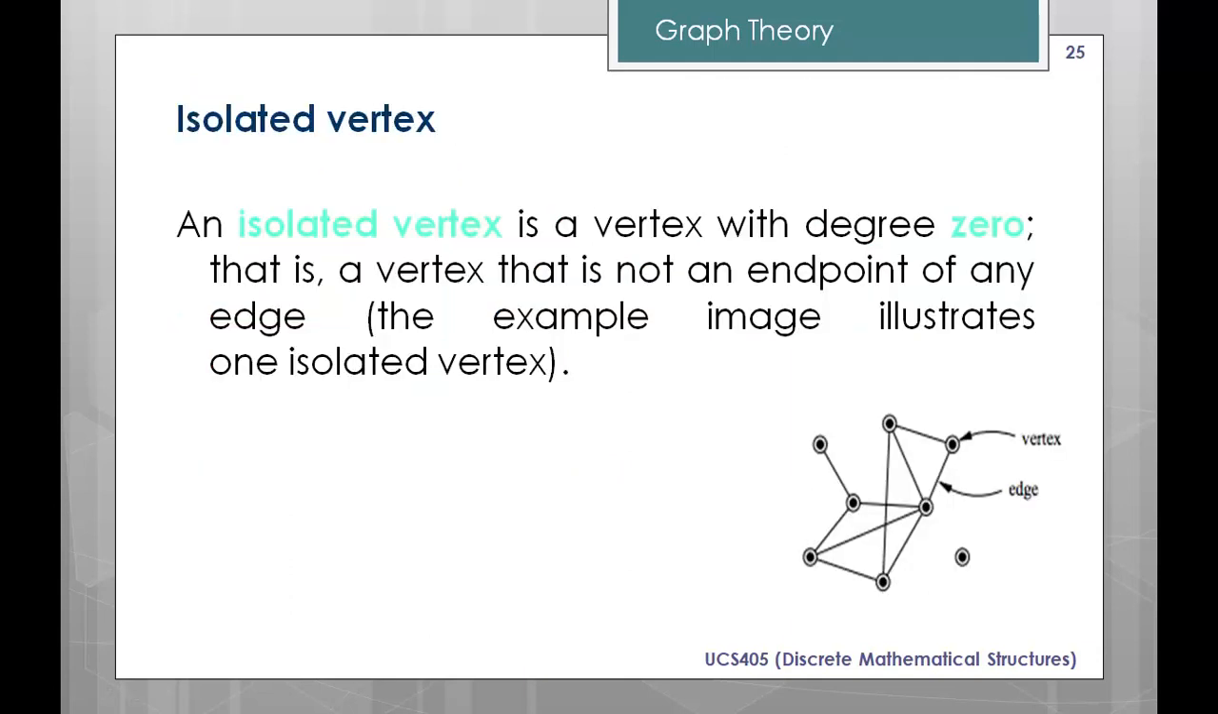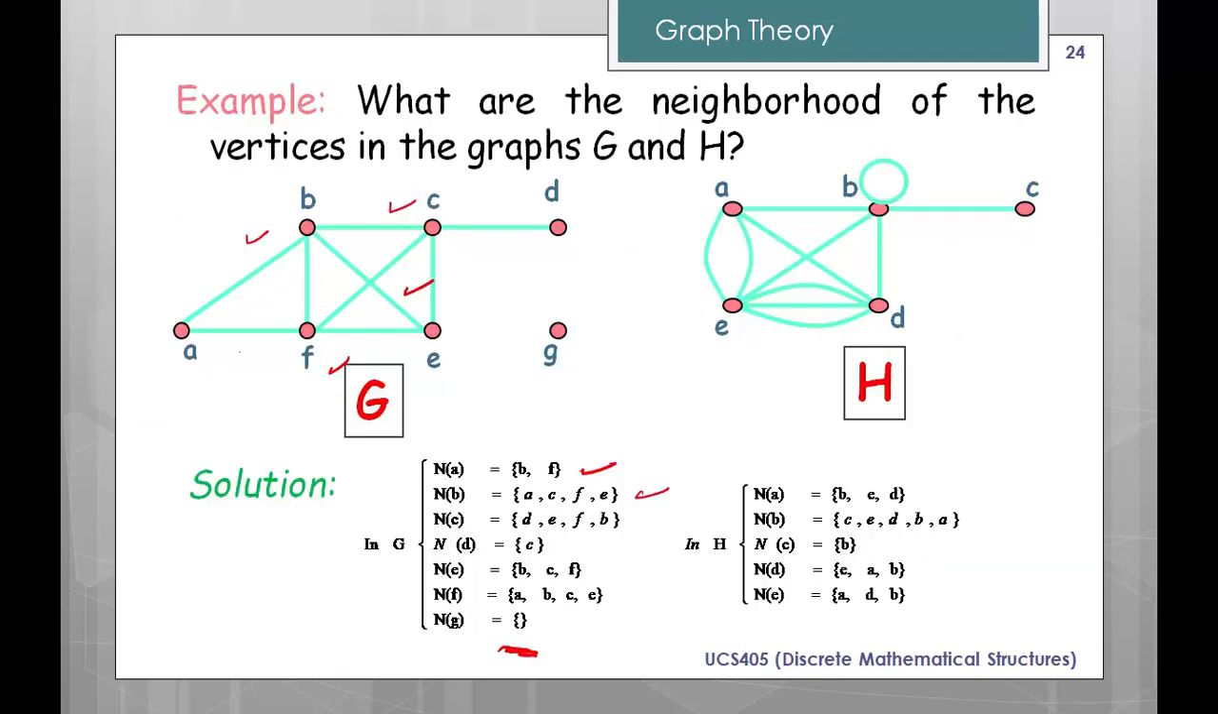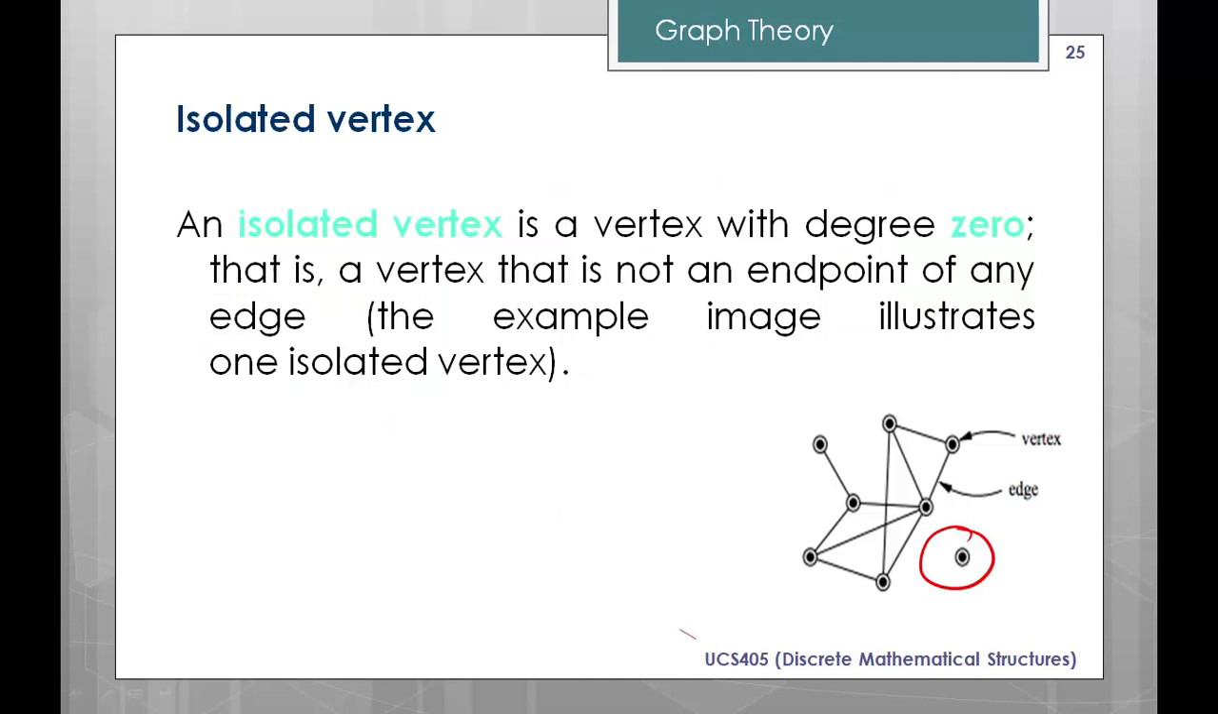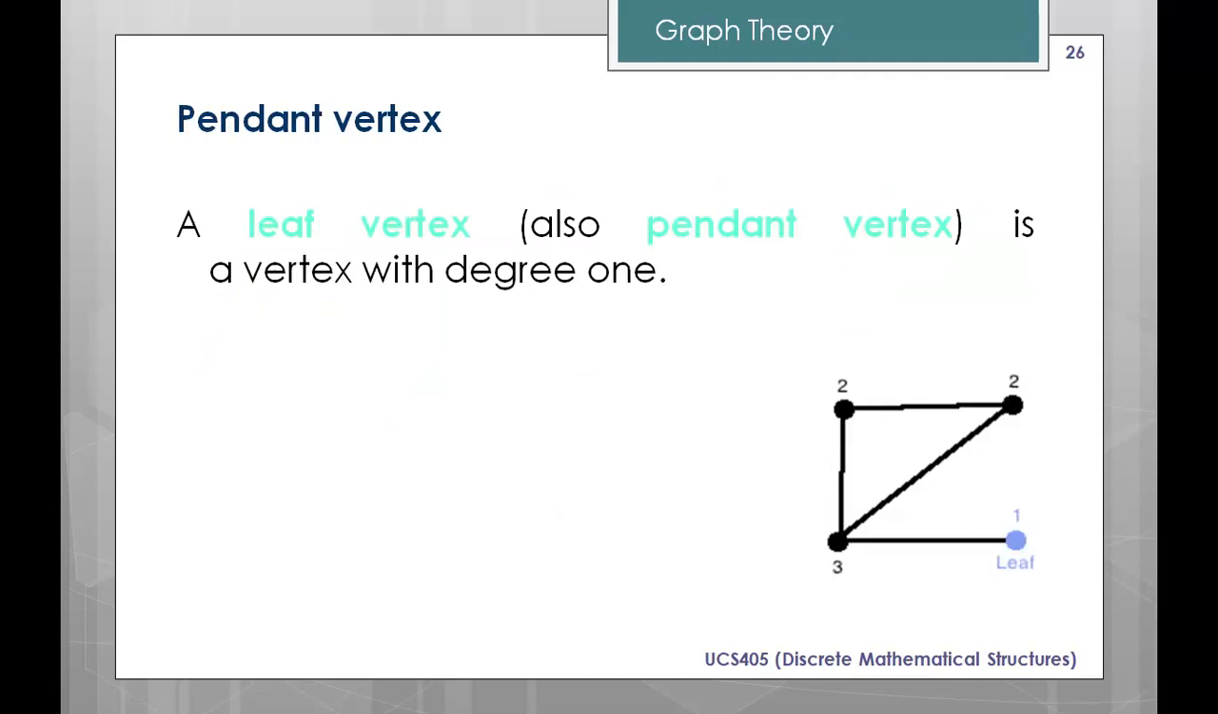What is an isolated vertex? A vertex with 0 degree, that is, a vertex that is not an endpoint of any edge. See, this vertex is there. What is its degree? 0 degree. So in this case, the isolated vertex is Z. In the other case, there is no such isolated vertex. Next is the pendant vertex. A leaf vertex or pendant vertex is a vertex with degree 1. See here, this node has degree only 1. This one is the edge. That's why this vertex is called a pendant vertex.